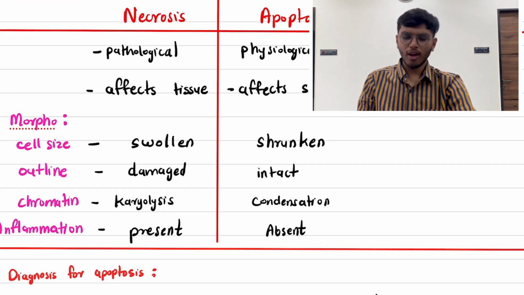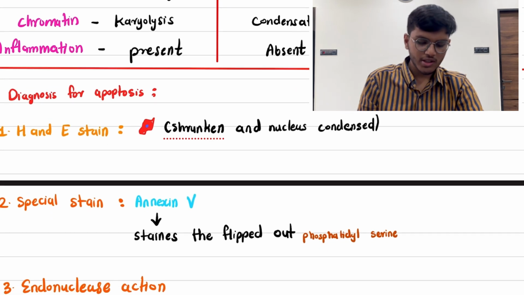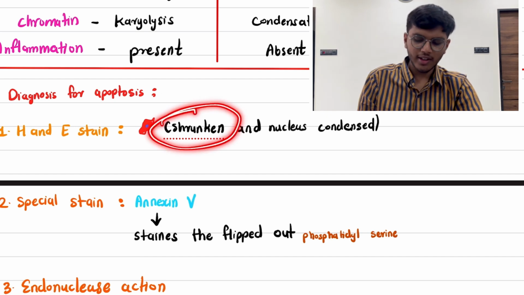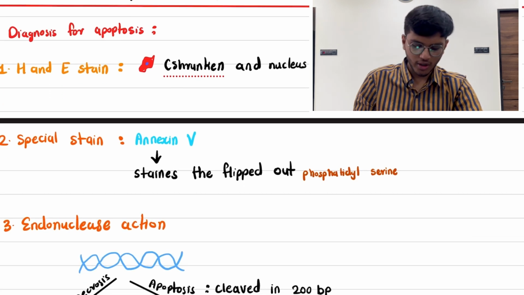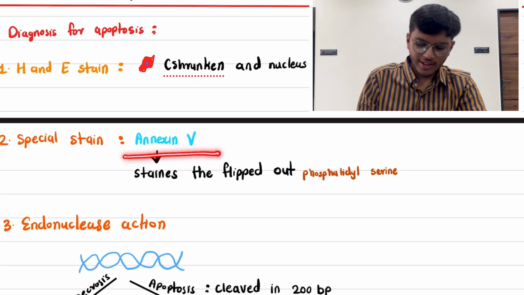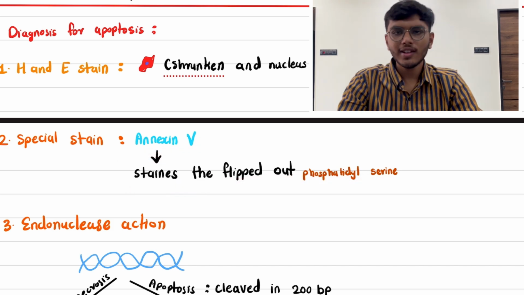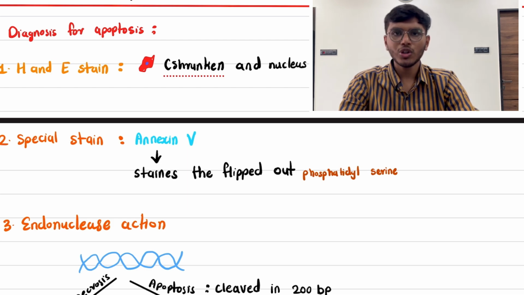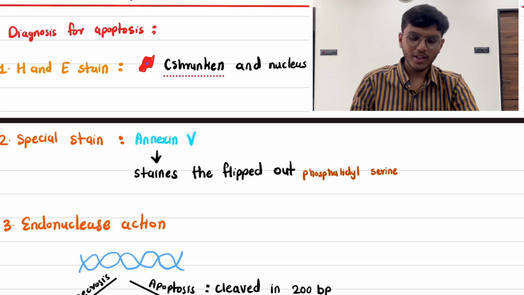Now, the diagnosis of apoptosis. How we will diagnose apoptosis, we will see further. First, by H&E stain. In H&E stain, we can see the cell is shrunken and the nucleus is condensed. So we can say that apoptosis has occurred. And there is a special stain which is known as annexin V. That stains the flipped out phosphatidylserine. So we can say that it is a process of apoptosis, as only in the process of apoptosis phosphatidylserine comes out, or is flipped out of the membrane.